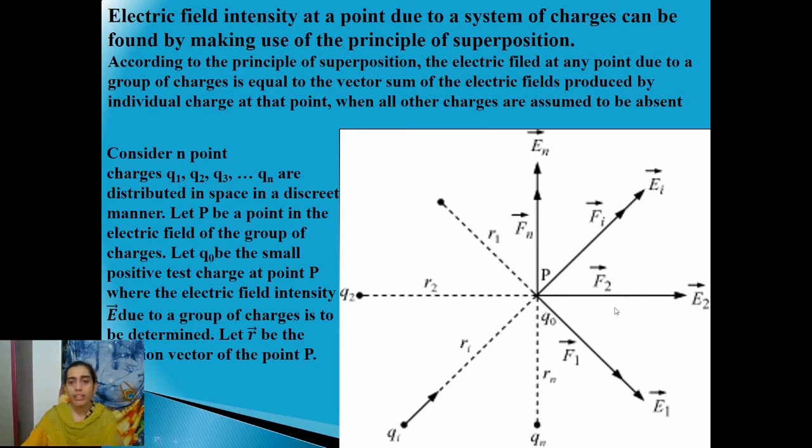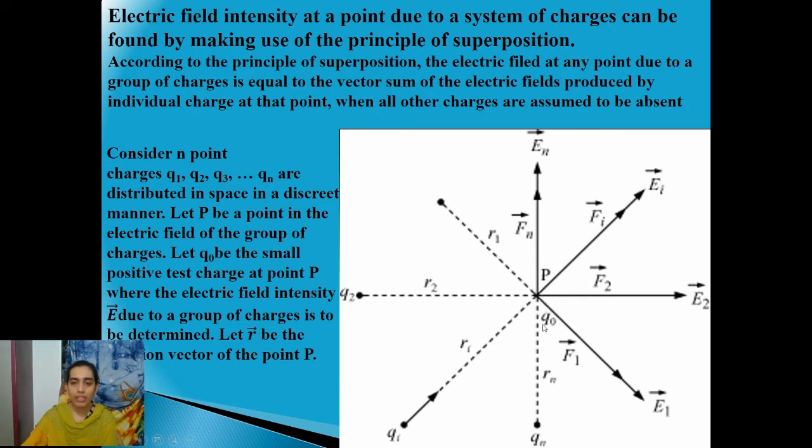For that, I'll be considering there is a system of charges Q1, Q2, Q3, and so on up to Qn, which are distributed in space in a discrete, random manner. Now in this group of charges, I'll choose a point P where we are going to determine the electric field strength or electric field intensity. Okay, and I'll place a test charge at this point P, that is Q naught.